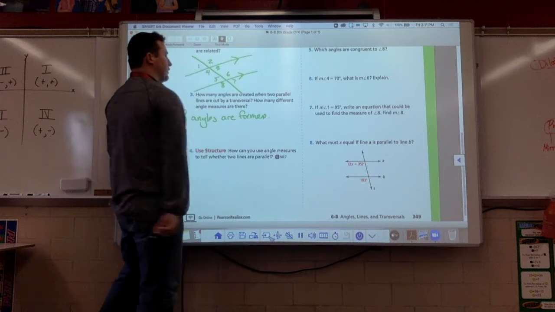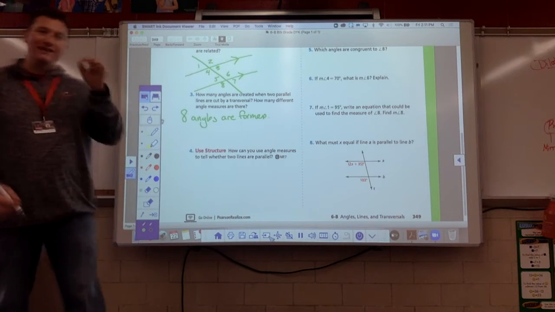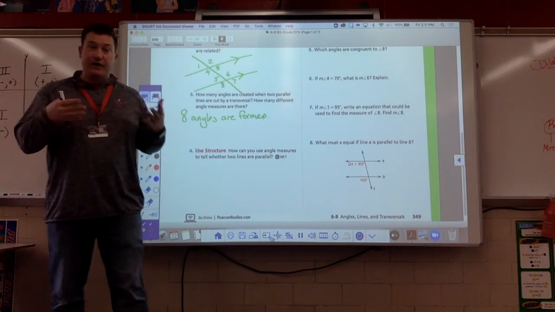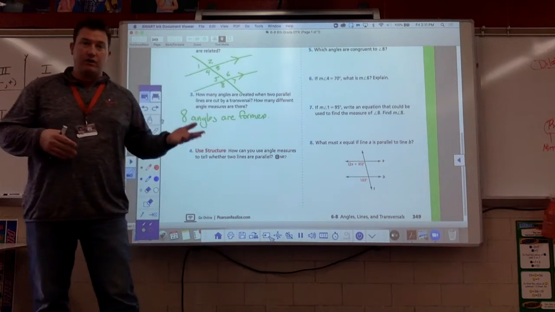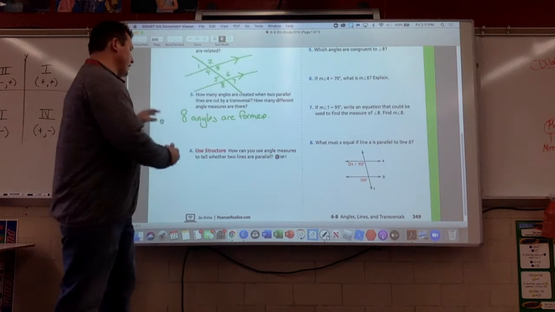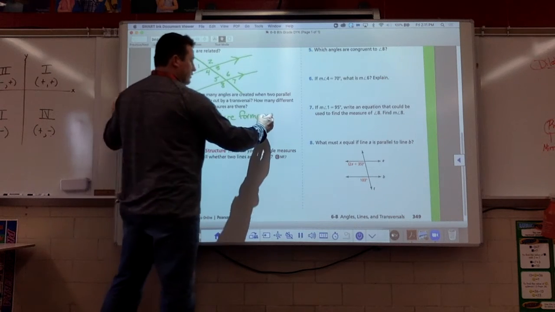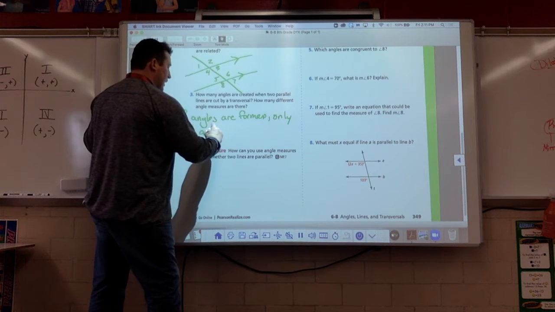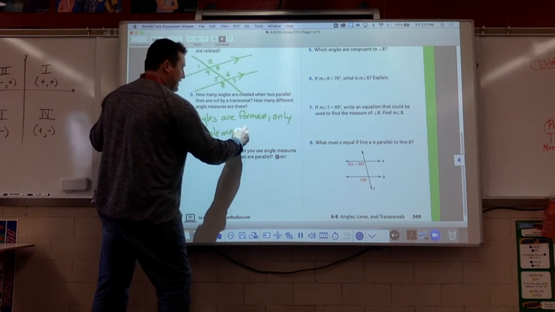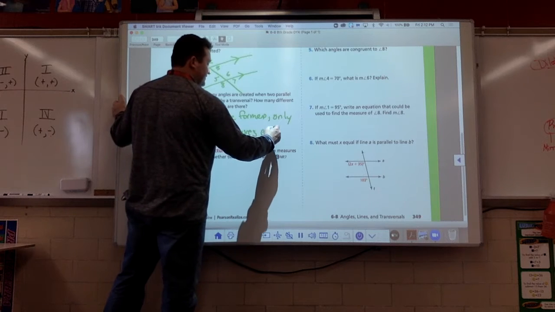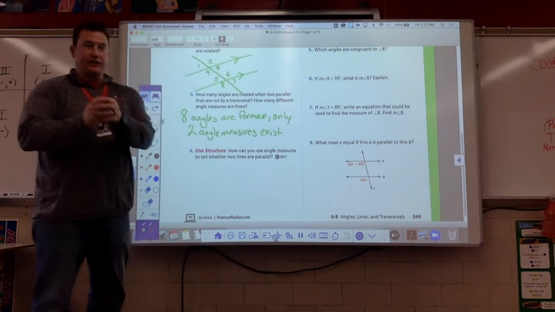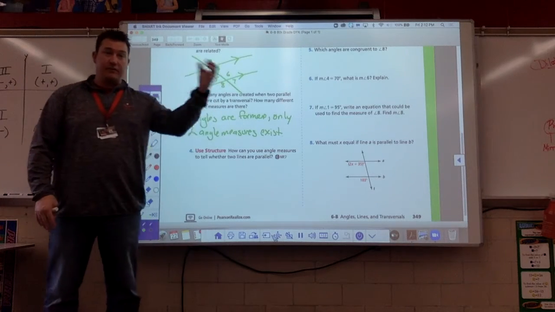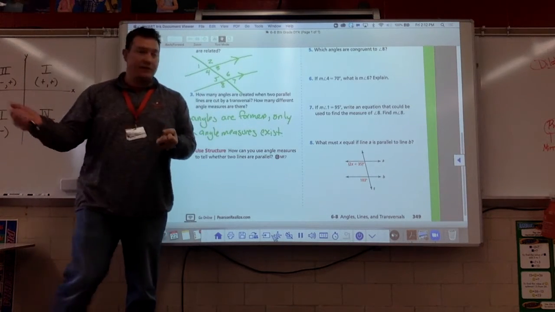Now, here's the thing that throws every 8th grader off. How many different angle measures are there in those 8 angles? Are there 8 different angle measures? Are there 6? Are there 4? No, there's just 2, right? 8 angles are formed, okay? Only 2 angle measures exist. Okay? So there's literally just going to be 2 angle measures. So half of those 8 are going to be this angle measure. The other half are going to be the other number.